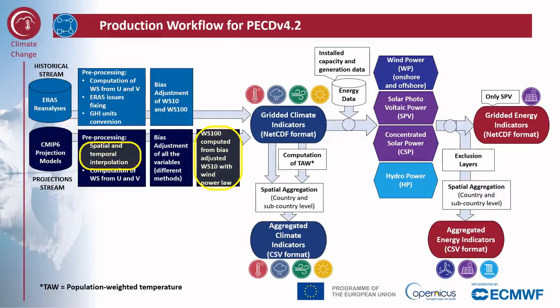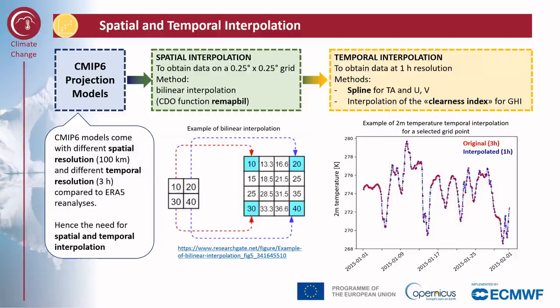We are going now to expand a little more on the spatial and temporal interpolation procedures and on the wind profile power law that are used in the projection stream. The CMIP6 models have a coarse spatial resolution of about 100 kilometers and a temporal resolution of 3 hours. To make the data compatible with ERA5 and suitable for our applications, we perform both spatial and temporal interpolation. For spatial interpolation, we use bilinear interpolation to regrid the data to a final resolution of 0.25 degree, as shown in the example on the left.